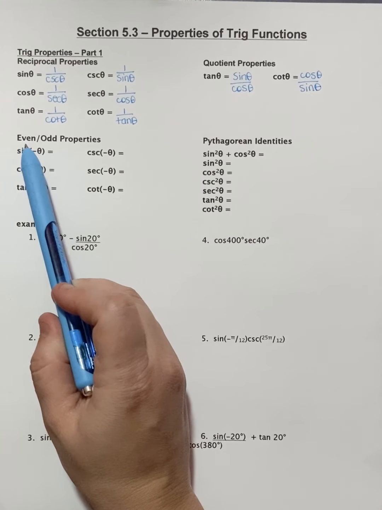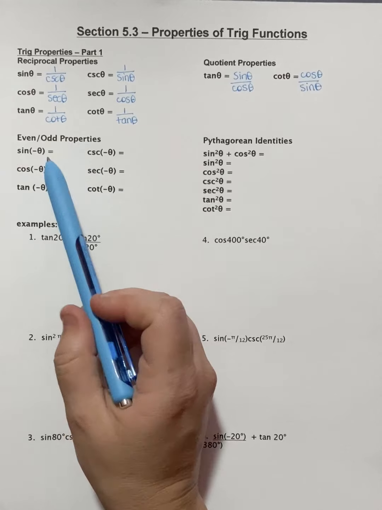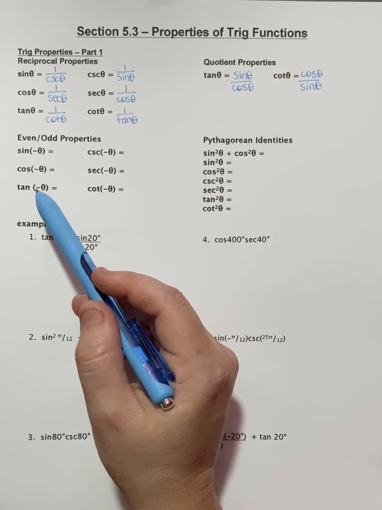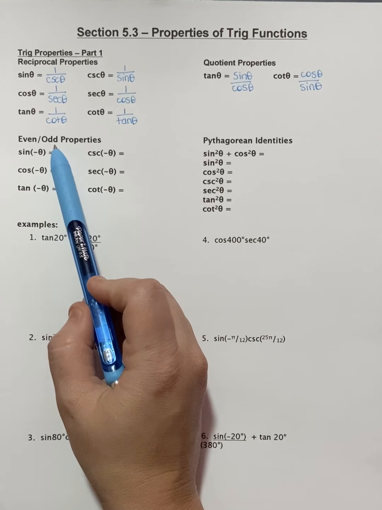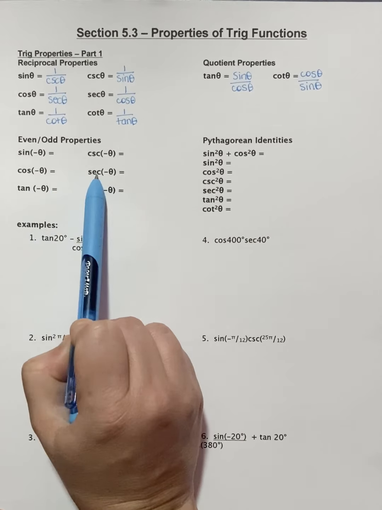All right, next we have our even and our odd properties. Out of our 6 trig functions, only 2 of these are even functions. Even means it's symmetric with the y-axis. Odd function means it's symmetric with the origin. So my 2 even functions are these 2 right here, cosine and secant.